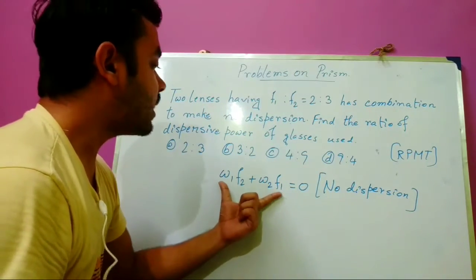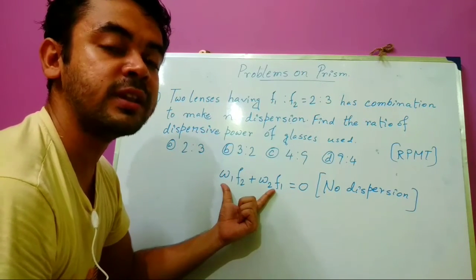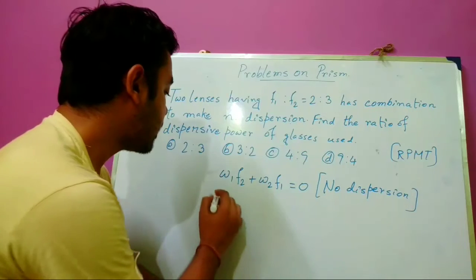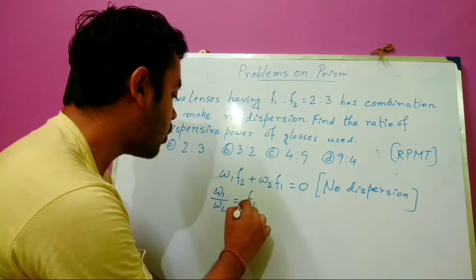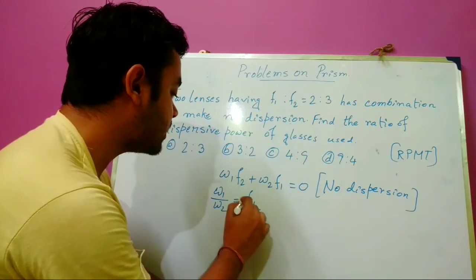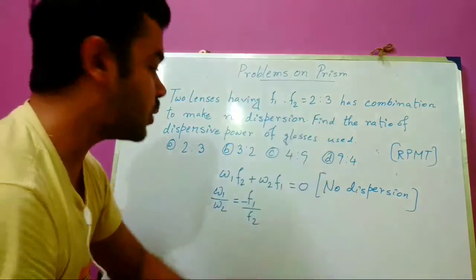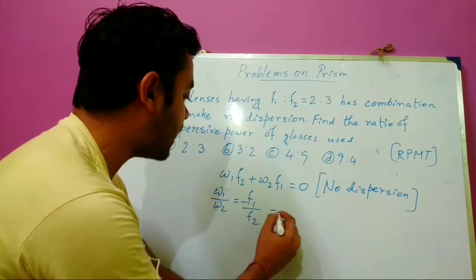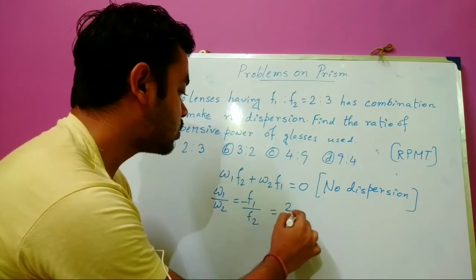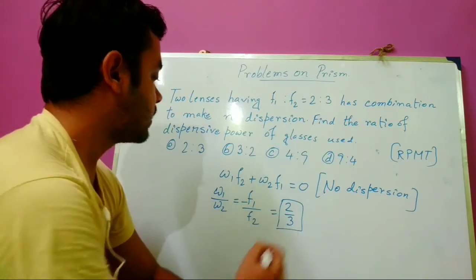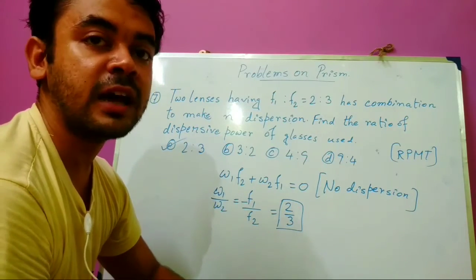Now omega 1 and omega 2 are the dispersive powers of the lenses or of the glasses used. Now omega 1 by omega 2 will be equal to minus f1 by f2. In the question, the value of f1 by f2 is given as 2:3. So the ratio omega 1 is to omega 2 is 2/3. So option A is the right answer. Move on to the last question of this video.